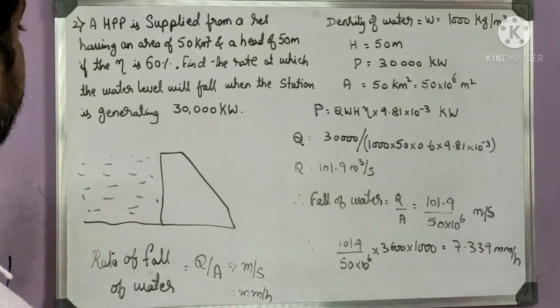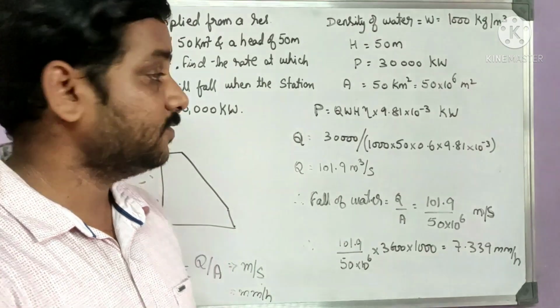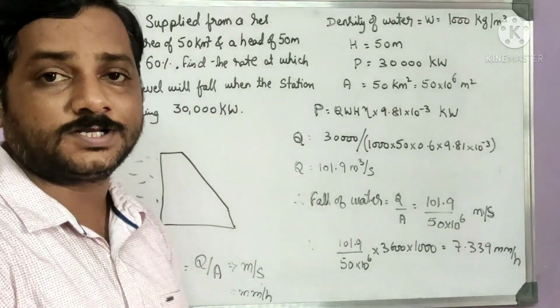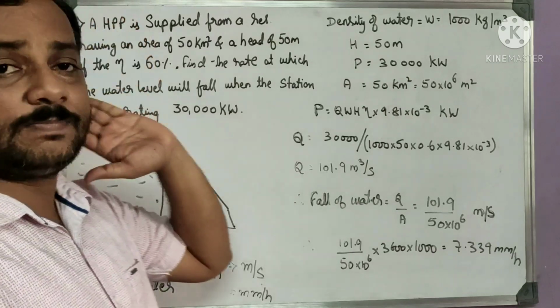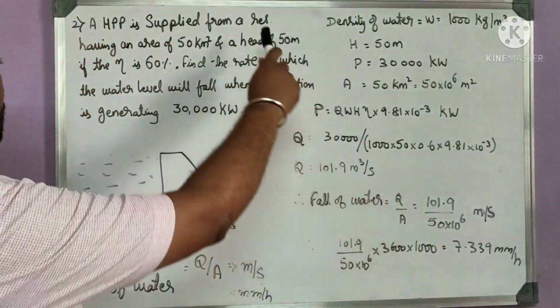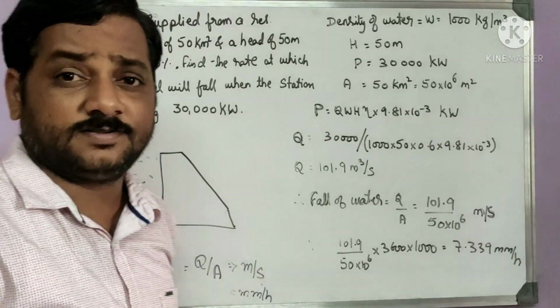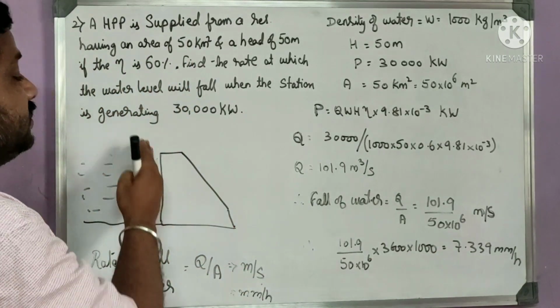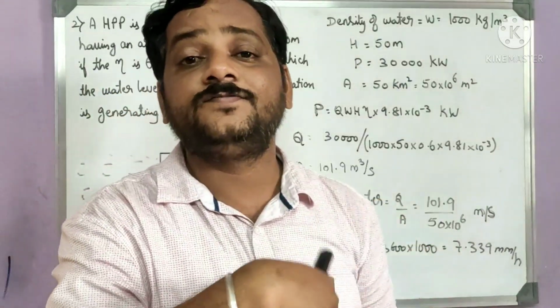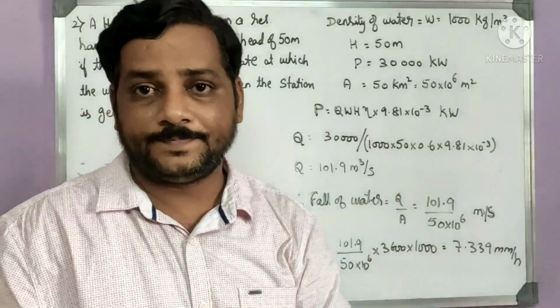In this problem, they have given the information and asked you to find what would be the rate of fall of water at the end. So look at the question here. A hydropower plant is supplied from a reservoir having an area of 50 km square. So the reservoir is there. Before the dam, we will have a reservoir, and that reservoir is having an area of 50 km square.